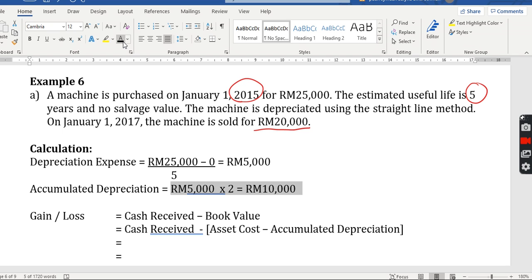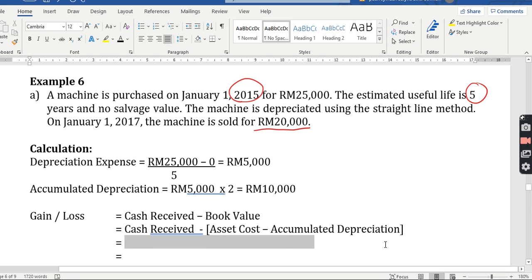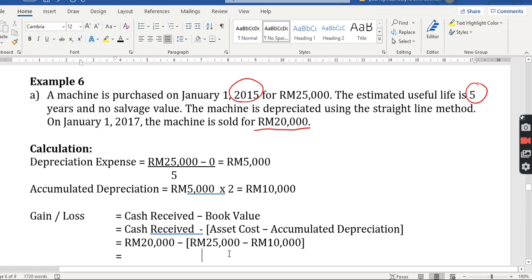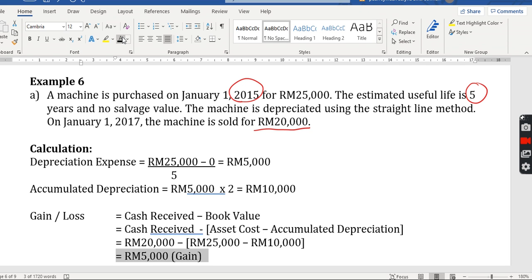Are we getting any loss or gain for the transaction? We are selling the machine for 20,000, so the cash received is 20,000. Then we minus the book value. The asset cost is 25,000 and, as calculated earlier, the accumulated depreciation is 10,000, so the book value is 15,000. So you get 5,000 of gain on disposal.